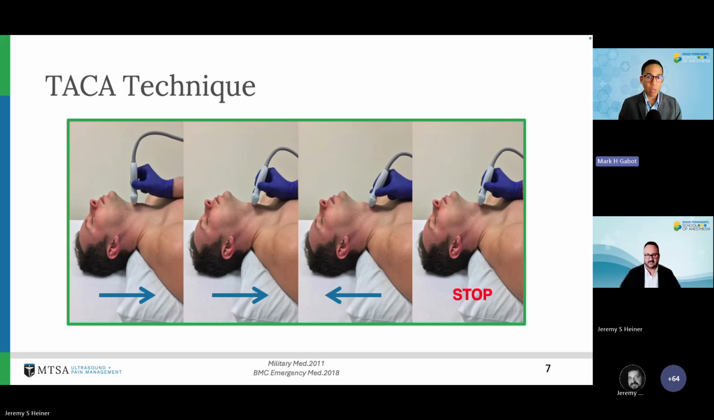Once you've identified both the thyroid and cricoid cartilages, you stop. And then the cricothyroid membrane is located between those two landmarks. So again, you go to thyroid, air tissue interface, to the cricoid, and then back up to the air tissue interface. And that's where you actually stop. Jeremy, can you go to the next slide, please?